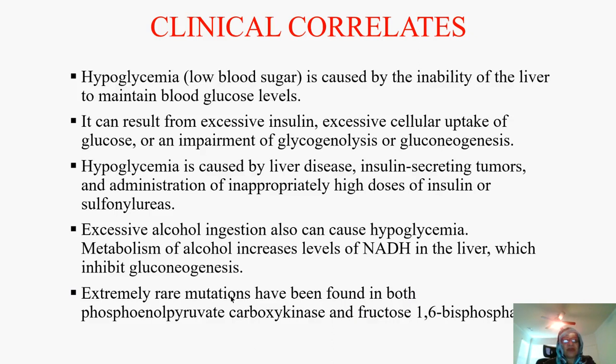So if any of those conditions applied to our cells, this will result in inhibition of gluconeogenesis, meaning that we are not able to have enough glucose to maintain the normal blood glucose level, and this condition will result in what we call hypoglycemia. Low glucose level is known as hypoglycemia, and this is one of the major conditions that clinically correlates to gluconeogenesis.